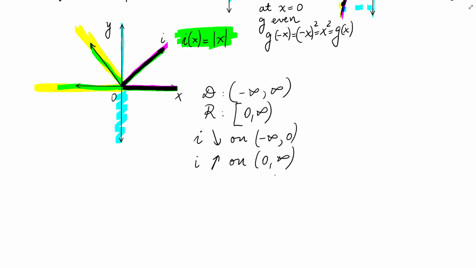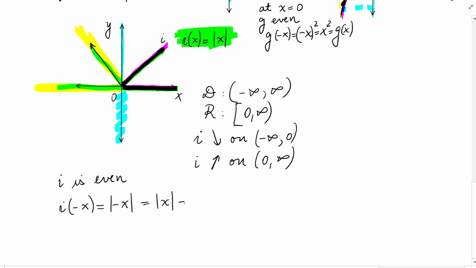What else? This function, if we fold it over the y-axis, is going to overlap. So what does that mean? It means I is even, or we can do I of negative x equals the absolute value of negative x, which is the absolute value of x, so it's equal to I of x. So I is an even function.